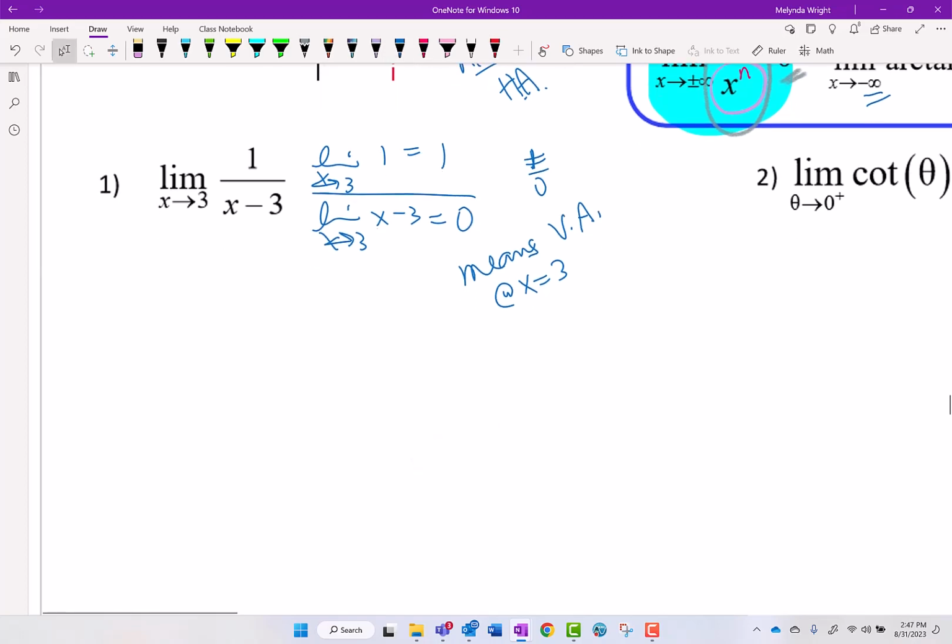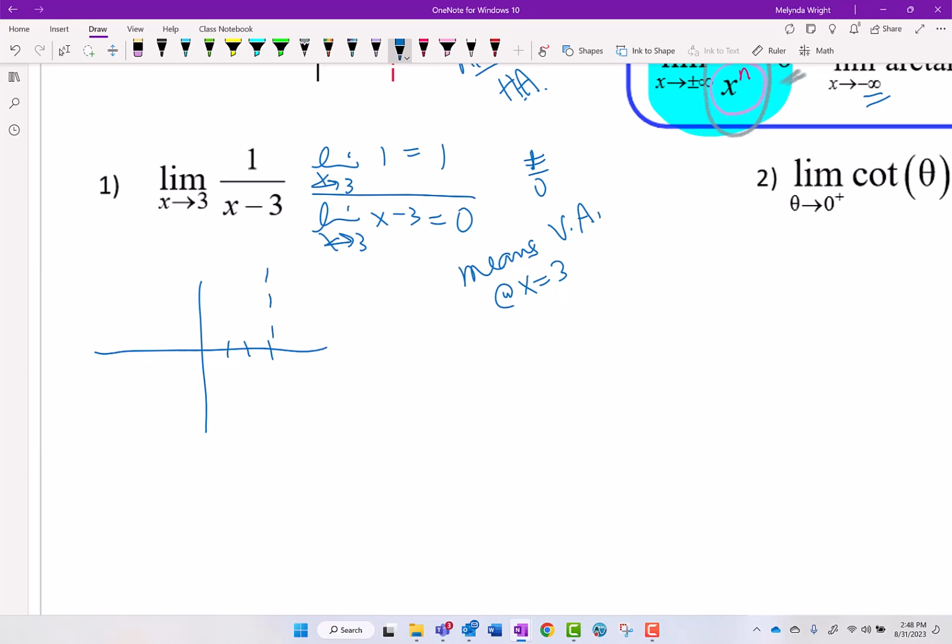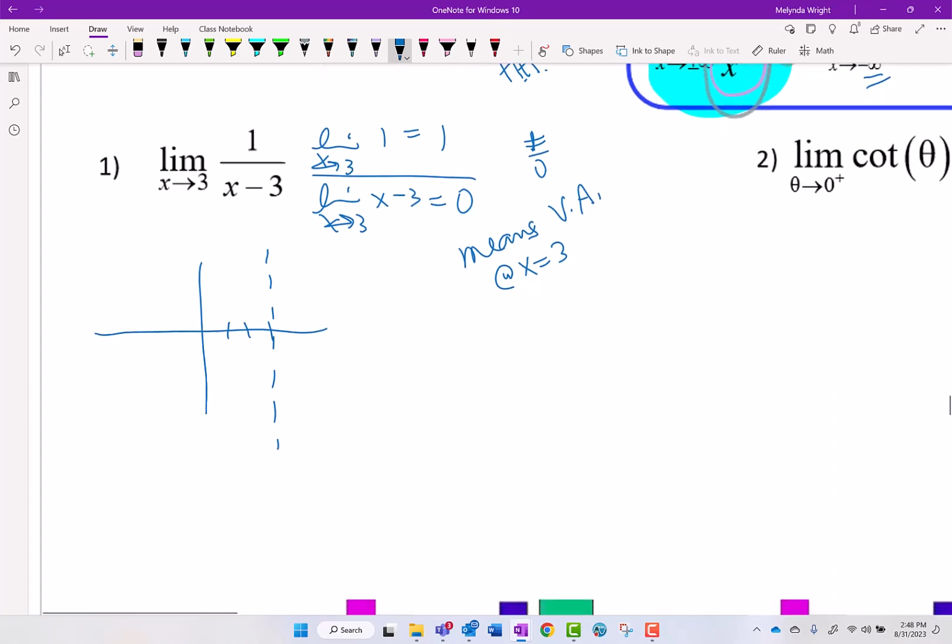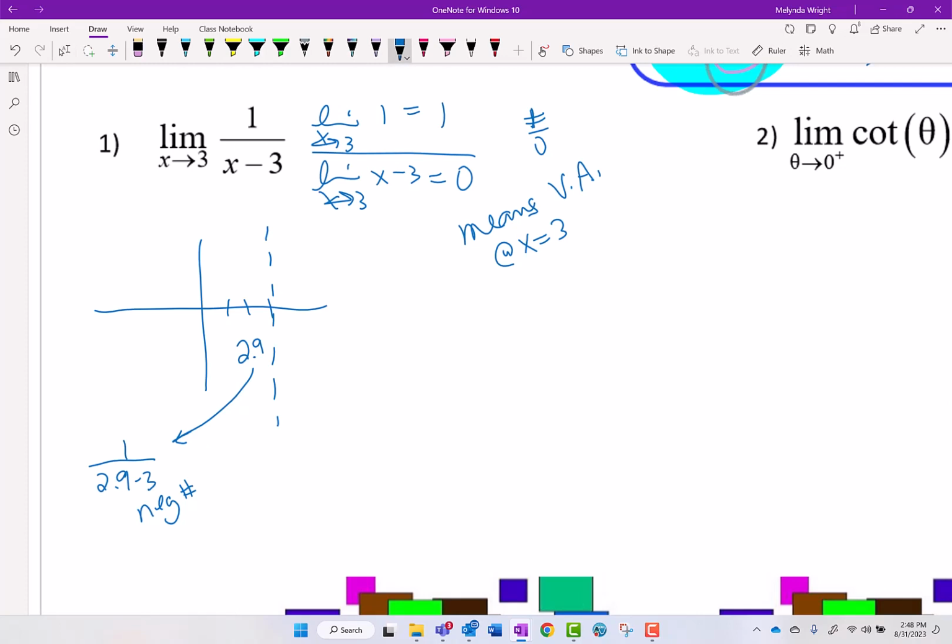Okay, so let's figure out what we're going to do to do this limit. Let's see, 1, 2, 3. That's our vertical asymptote. We want to go 1/10 on either side to test this. On this side, I'm going to do like 2.9. So I plug in 1 over 2.9 minus 3. This gives me a negative number. And so coming from the left, it's going to negative infinity.